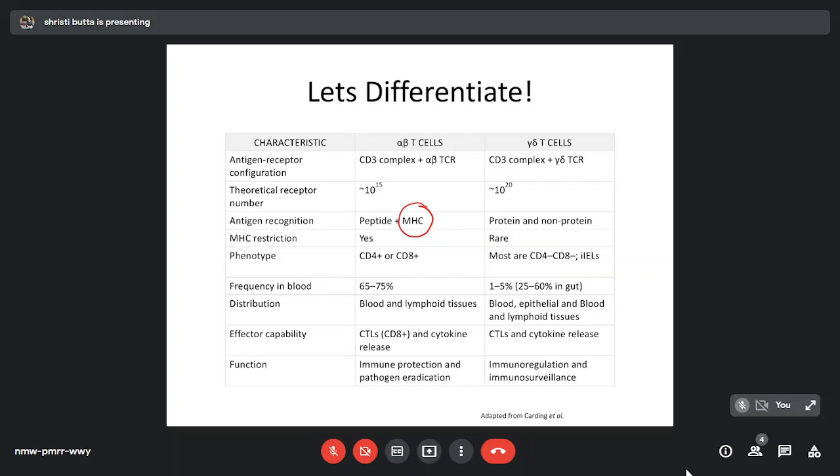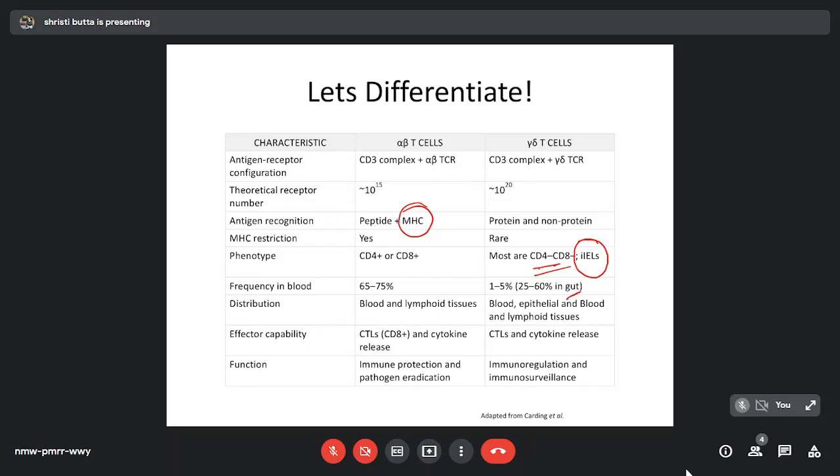Gamma delta T cells, on the other hand, recognize antigens, that is proteins and non-proteins. So they are the ones which are both CD4 and CD8 negative, that is the DN type, double negative type. Okay, so it is important to note that these are nothing but the intestinal intraepithelial lymphocytes. They are present predominantly in the gut.